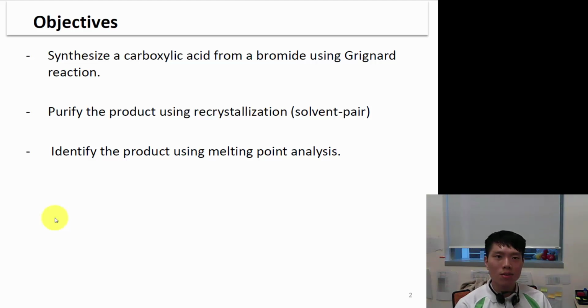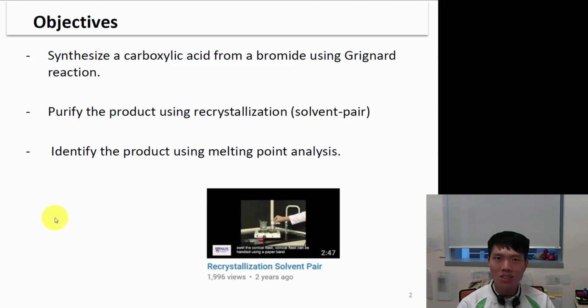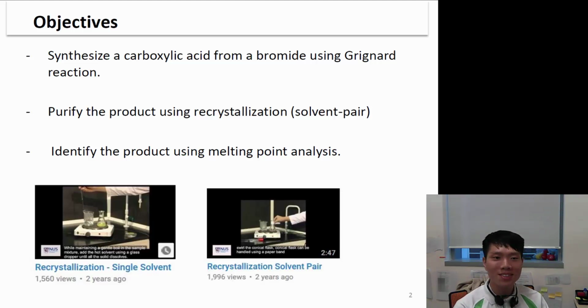Second, you need to purify the product using recrystallization. Remember that we have two kinds of recrystallization, single solvent or solvent pair, both of which you have done last time in CM1191. If you're not too familiar, it's good to revise again on the videos recorded on YouTube. I'll show the link, and this presents you a good chance to practice again. Know the difference. I think it's very important.